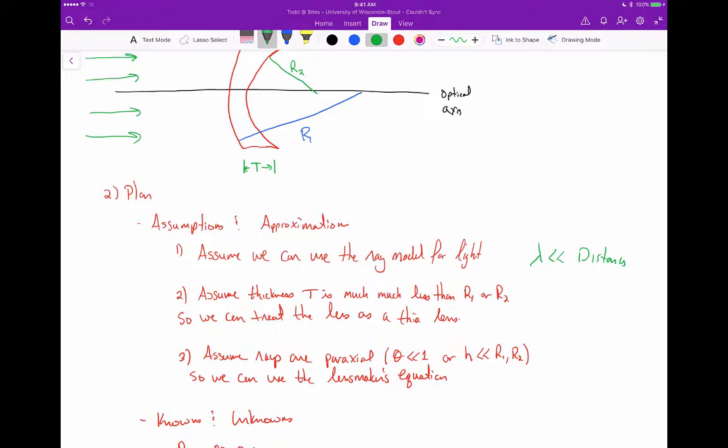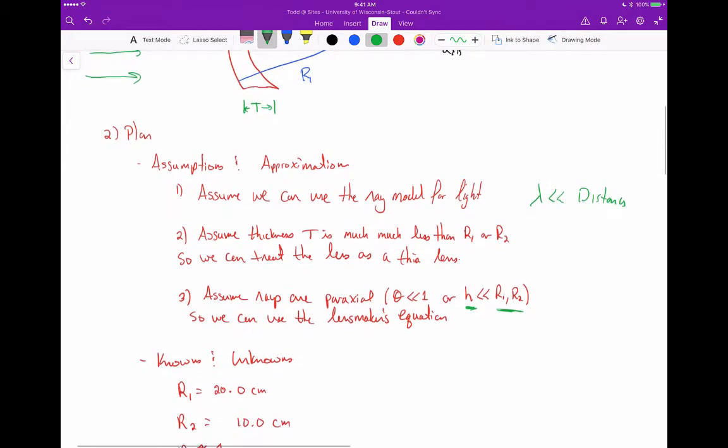And then finally, we're going to assume that all the rays we're dealing with are paraxial. That essentially comes down to assuming that most of those rays are not coming in at a high angle of incidence, that angle is going to be much, much less than 1. When we derive the equation for the refraction of a spherical surface, the height h where the ray hits the lens had to be much, much less than any of the distances involved, such as the radii. If this is the case, then we can use the Lensmakers equation to go ahead and solve this.